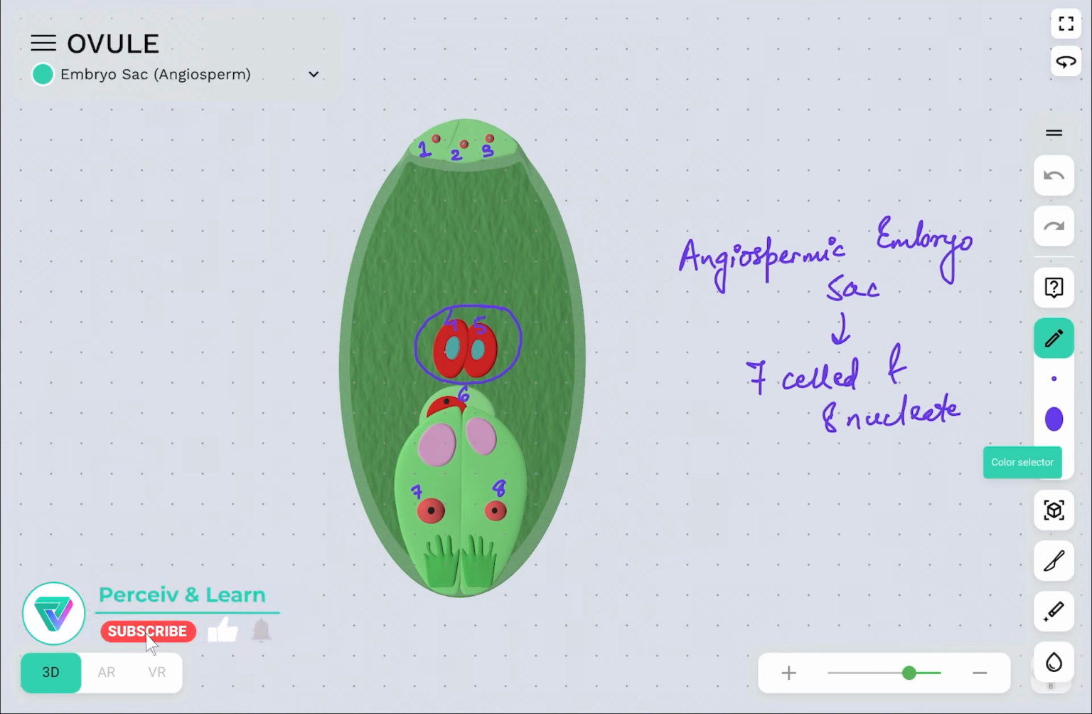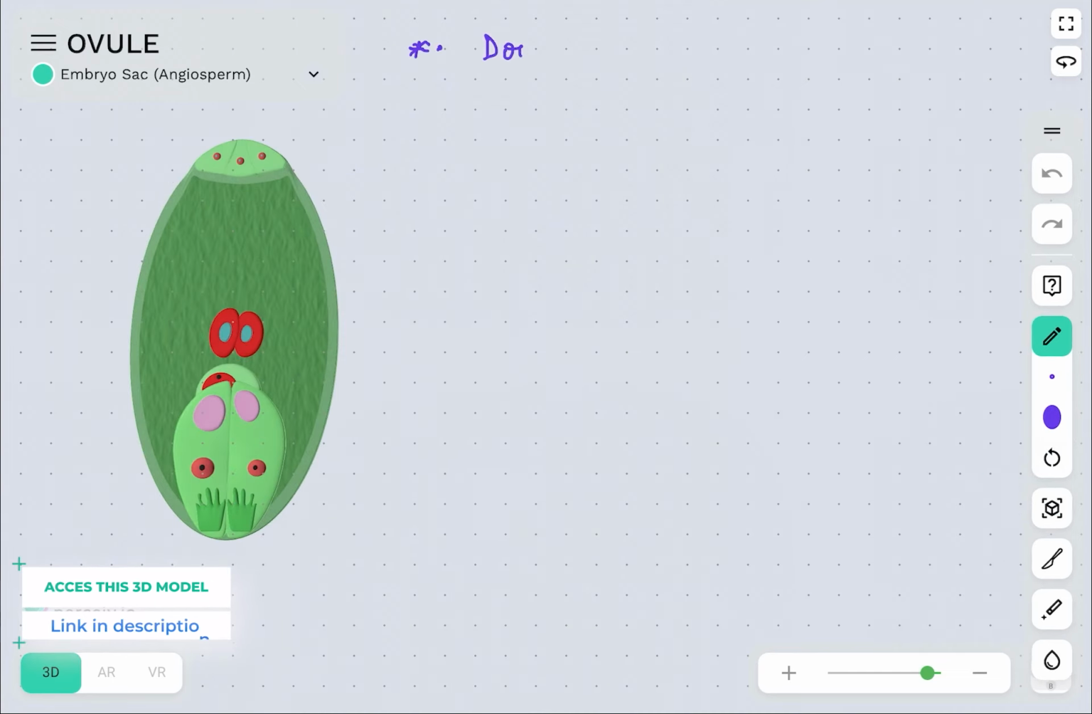So this is about the structure of the embryo sac that we have seen. Now, embryo sac is very, very important for the process of double fertilization. This embryo sac is a structure where the process of double fertilization takes place in case of the flowering plants. So we will also be talking about that process as well. Double fertilization in embryo sac.